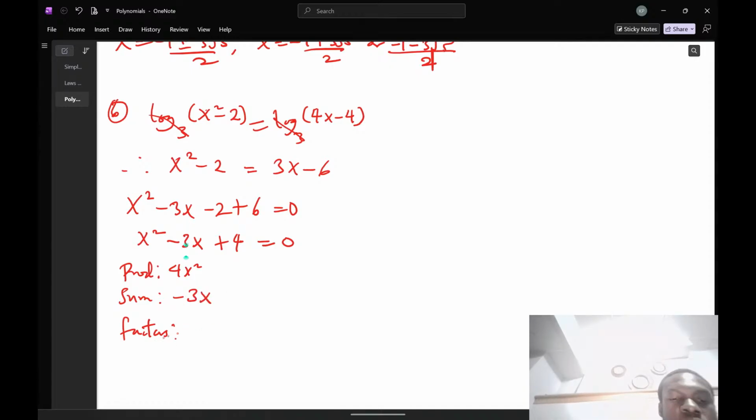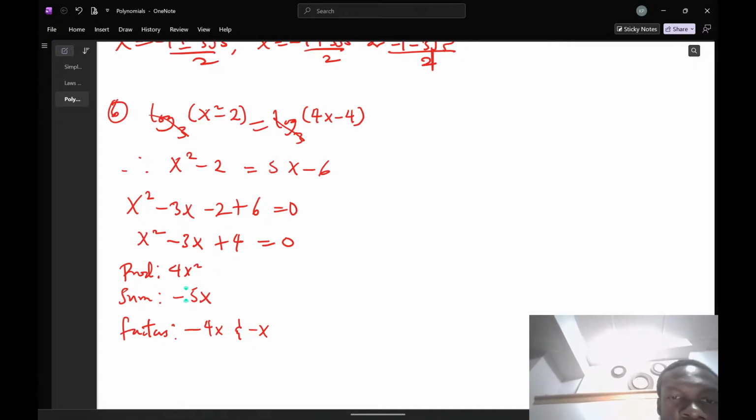So I'm looking for two numbers that if I multiply them together, I should get plus 4x squared, and if I sum them up, I should get minus 3x. So in this case, if I do minus 4x, and, okay, I think minus 5 is better.